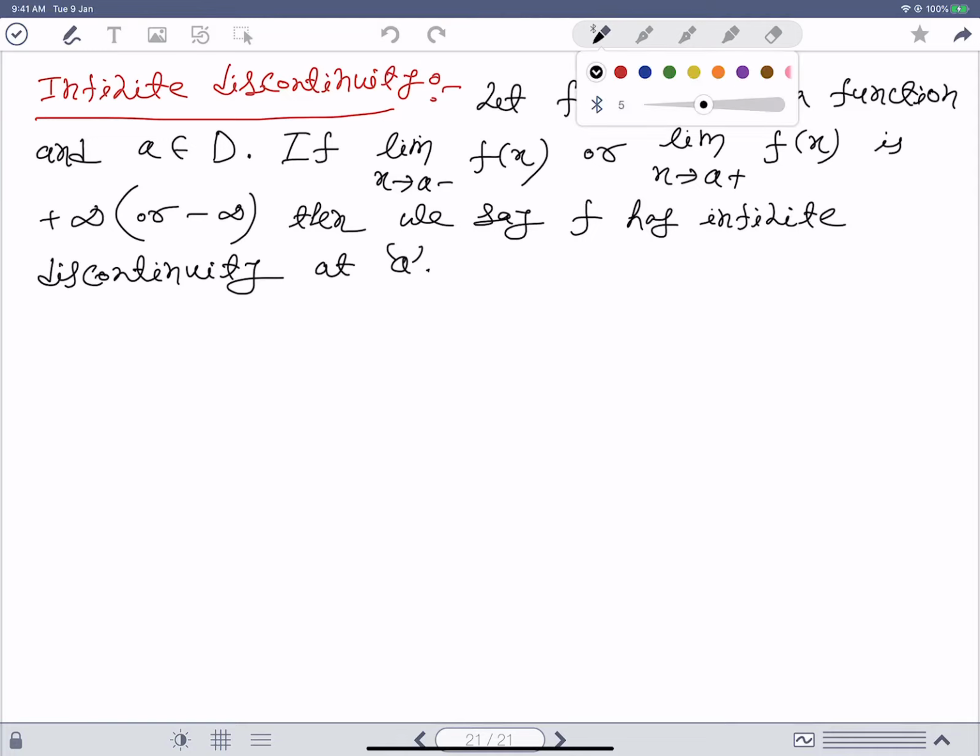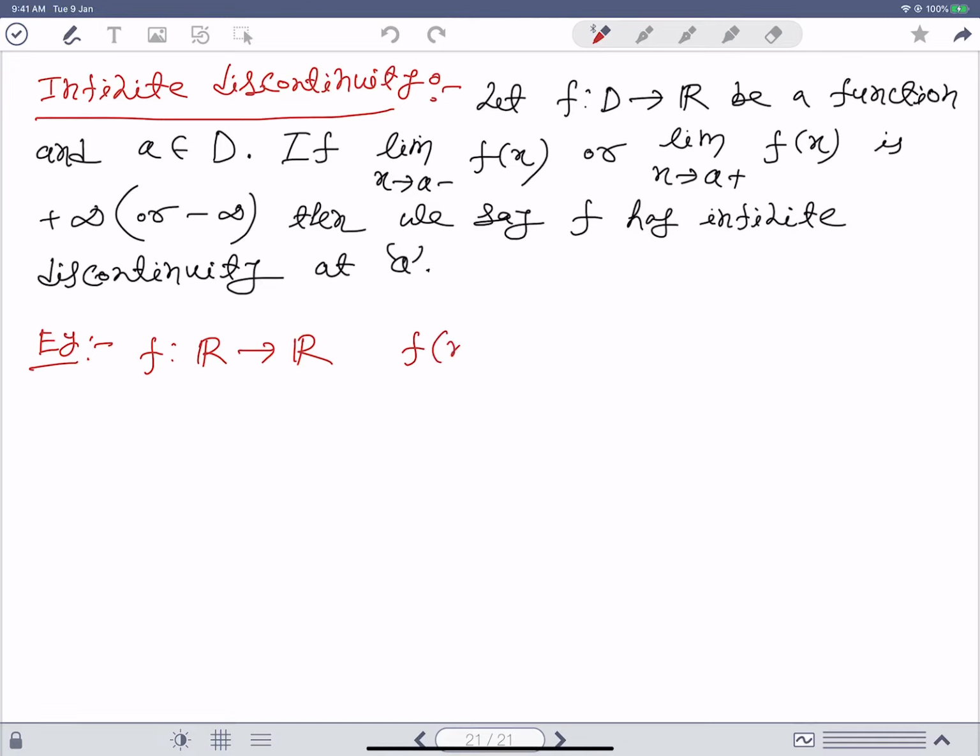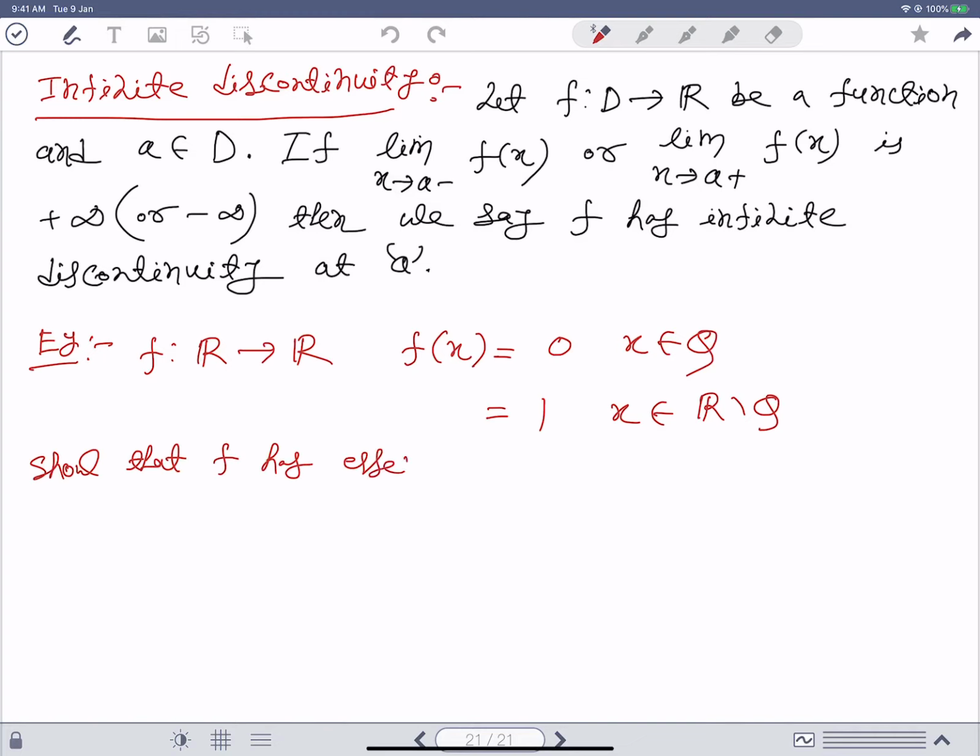Okay, so we can see few examples. Now let f: R to R be a function such that f of x equal to 0 when x belongs to rational, equal to 1 if x belongs to irrational, say R minus Q. Show that f has essential discontinuity at each point c belongs to R.